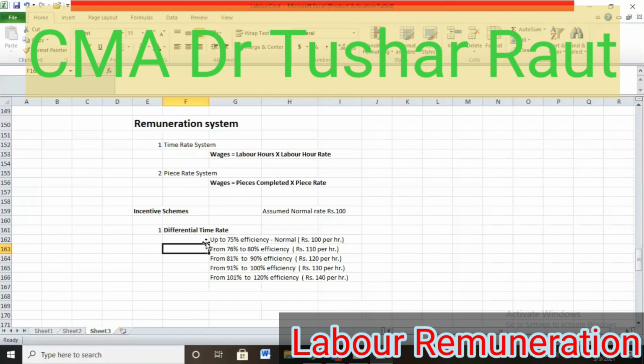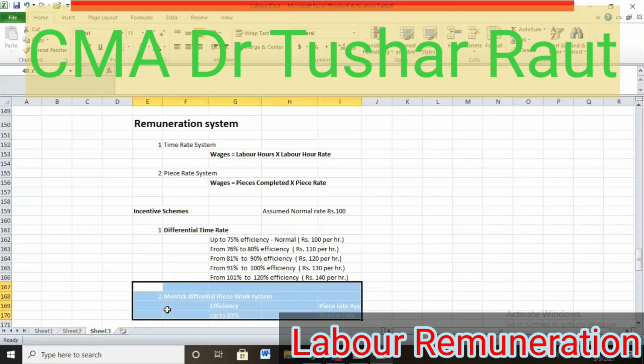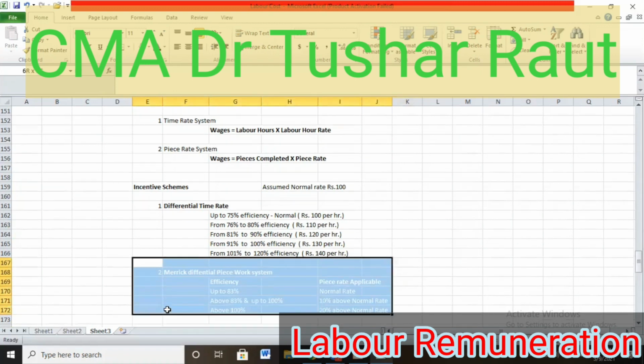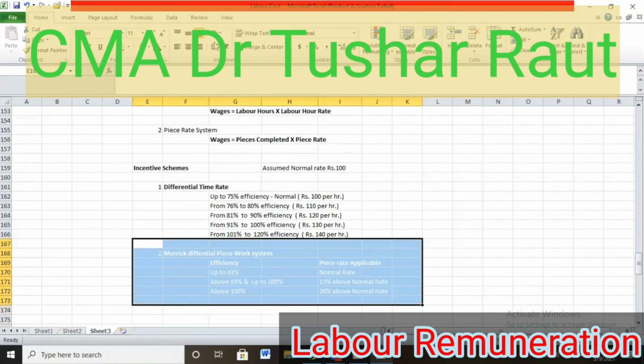Even if you have not achieved 100%, but you worked for more than 75%, then if your efficiency ranges between 81% and 90%, the rate will be 120 rupees per hour. Again, 91 to 100%, 130 per hour, and 101% to 120% is 140 rupees per hour. This is how the differential time rate works.